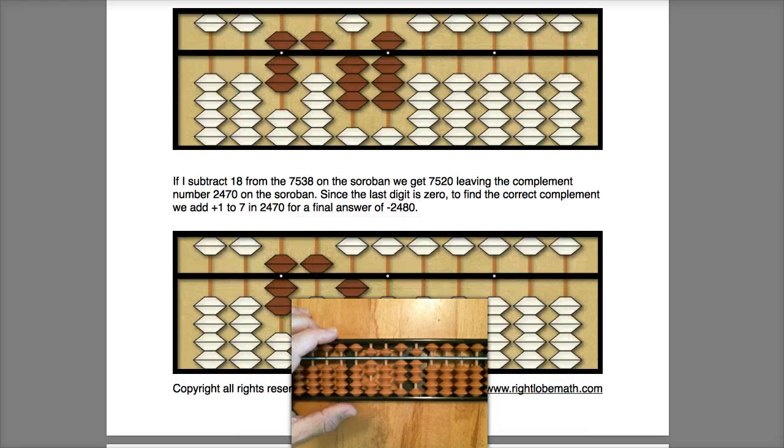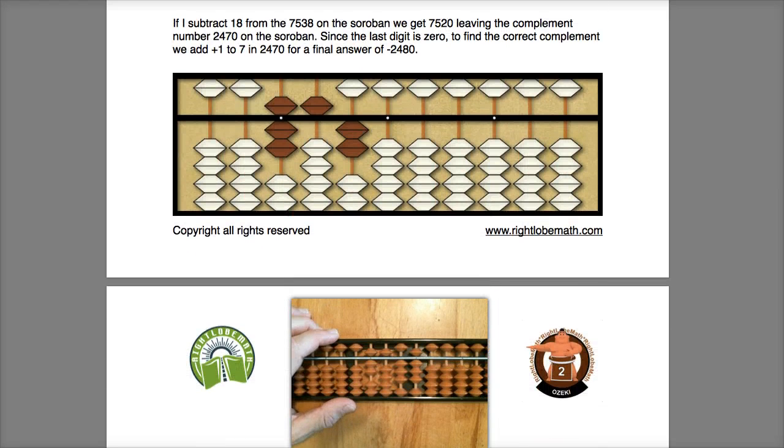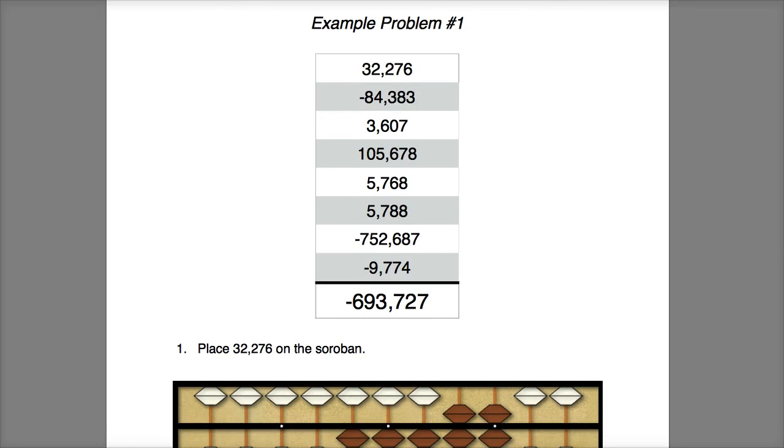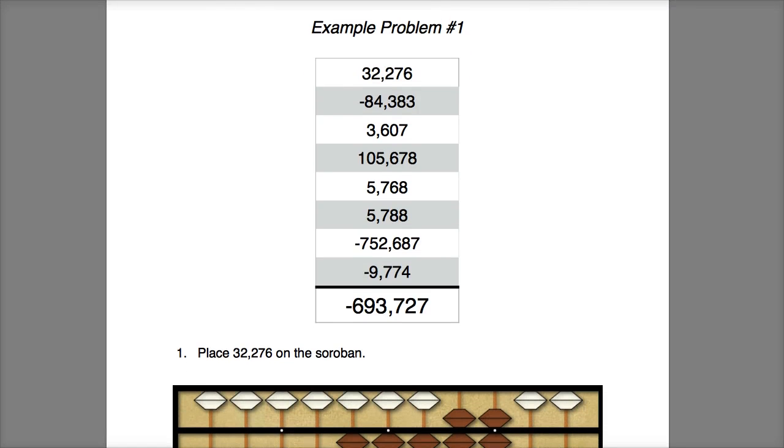Okay, just to make an earlier point a little clearer, I'm going to go ahead and subtract 18 from this problem as well. Now if I wanted to read this complement, I wouldn't add 1 to the rightmost rod because it's 0. So I would have to add 1 to the rightmost non-zero rod, which is the 7 here. So reading this complementary number, it would be minus 2,480.